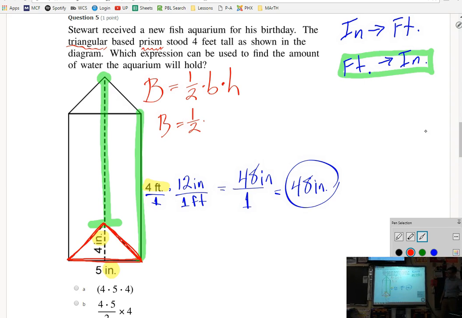CJ, what's my little b, little h? Little b is 5 and little h is 5. Yep, they got to be perpendicular. What's 5 times 4? 20, half of that.